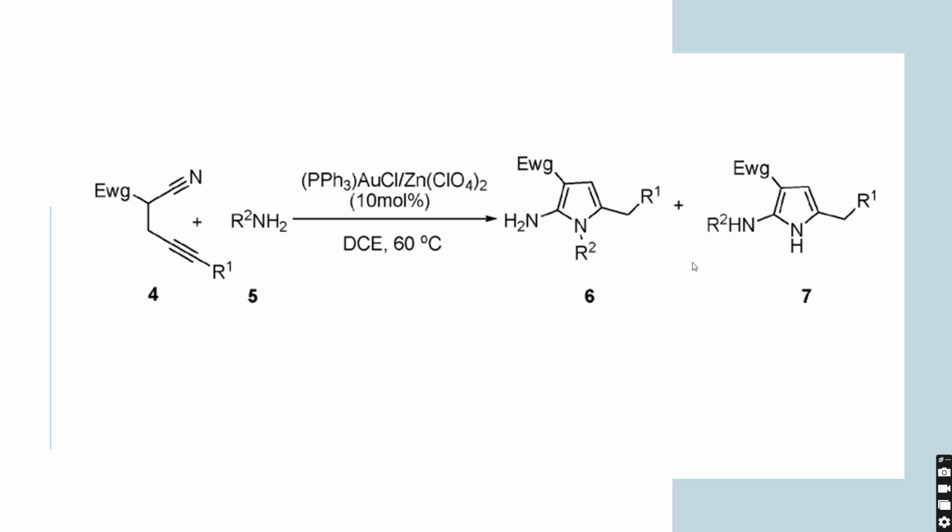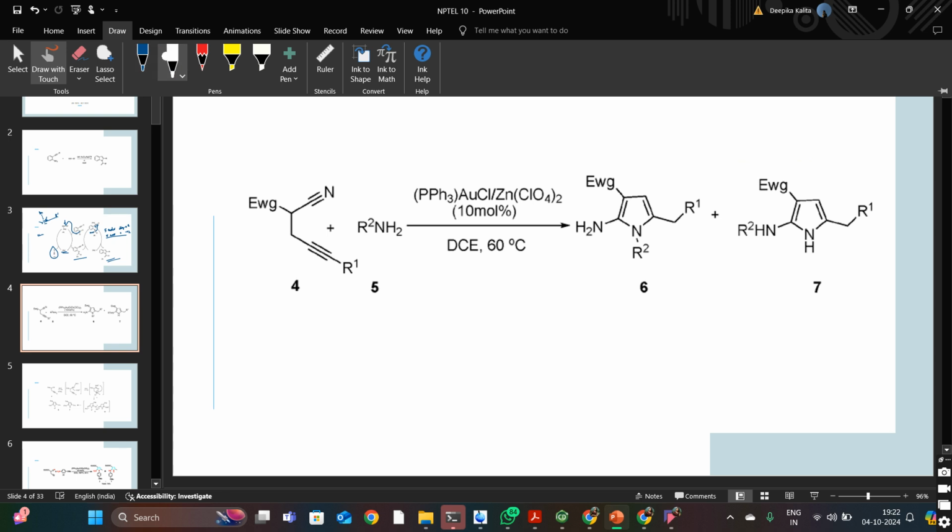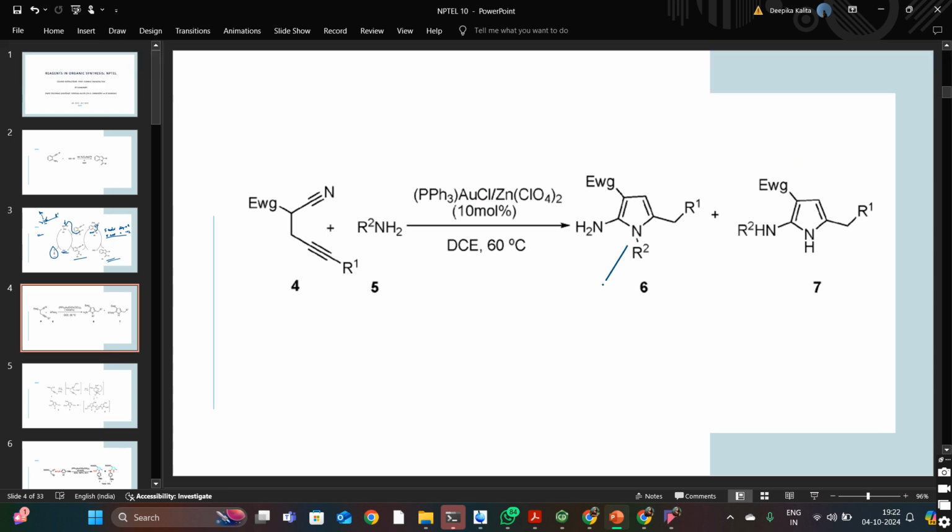Okay, in one case, if you see, this pyrrole ring is formed by the primary amine, that is, the nitrogen atom of the pyrrole ring is coming from the amine in product number 6, and in product number 7 if you see, the pyrrole ring nitrogen is not coming from the primary amine, rather it has to come from the cyanide.